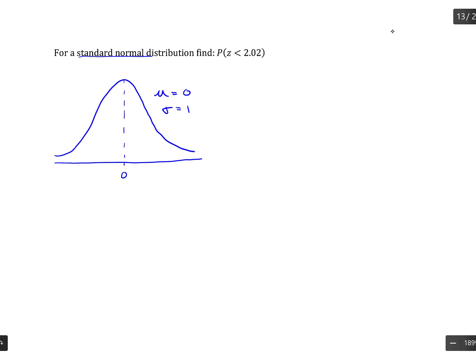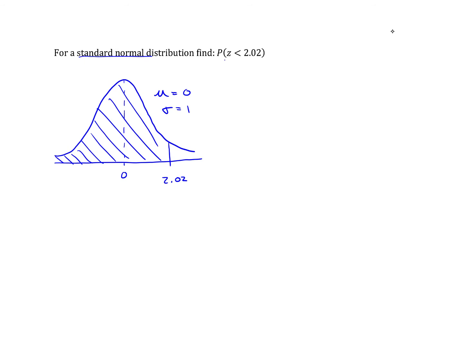0, which is the mean, is located in the center, and the value in question is 2.02. But I want values that are less than that, which would be to the left or shaded below.